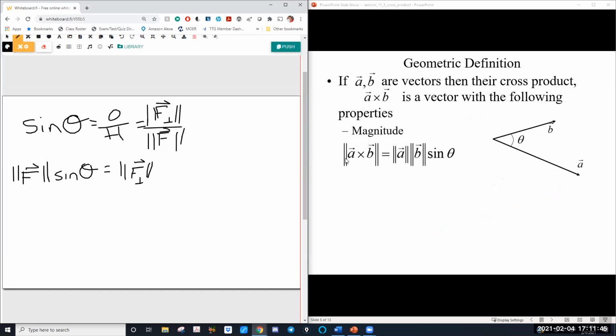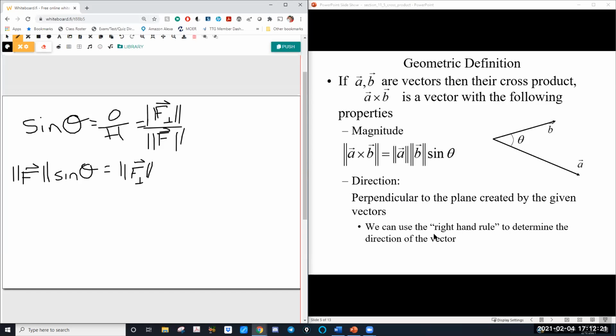Here's its magnitude. It's the magnitude of A times the magnitude of B times sine of theta. And one thing to note about the cross product is it gives you a vector as a result. If you remember, the dot product gave us a scalar as a result. The cross product gives you a vector as a result with a magnitude of magnitude A, magnitude B, sine of theta. And the direction is perpendicular to the plane created by the given vectors. All right.